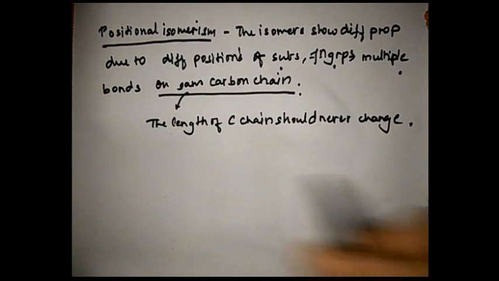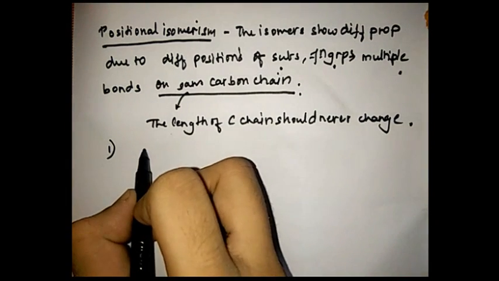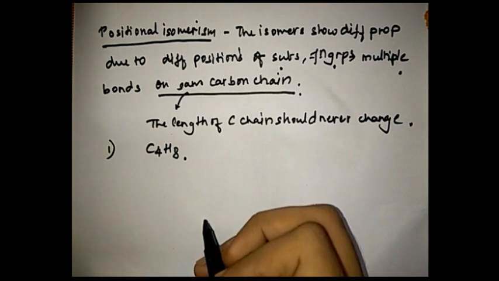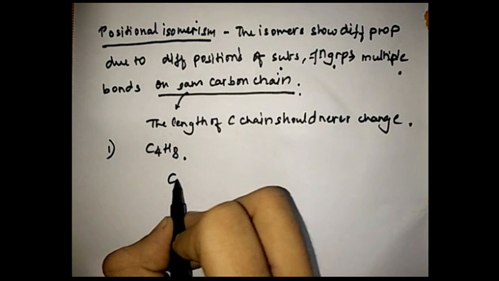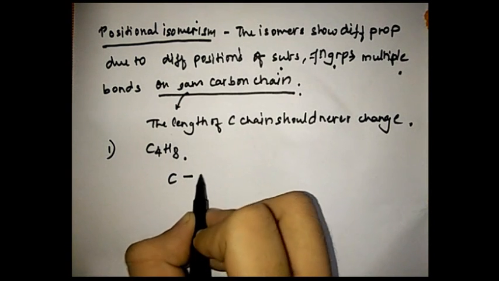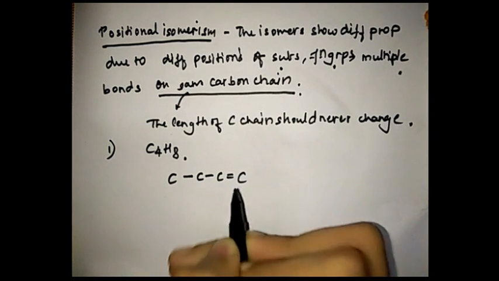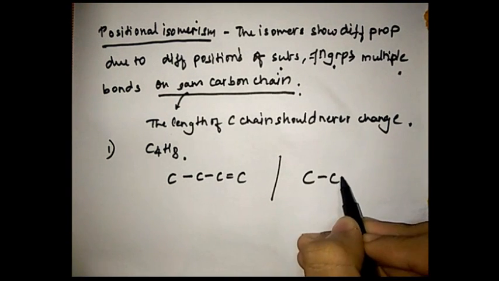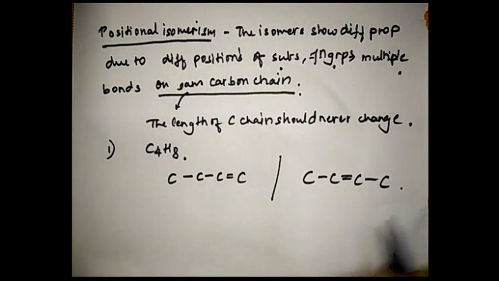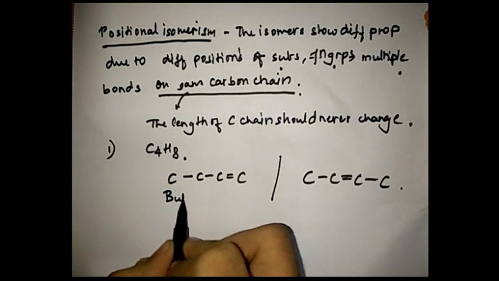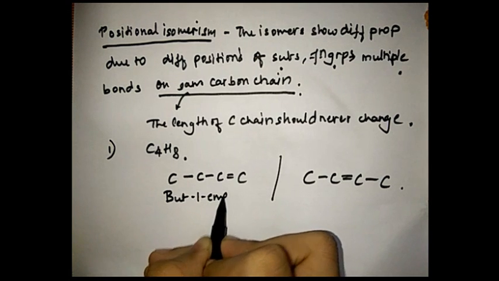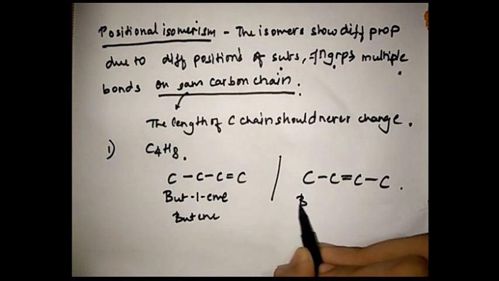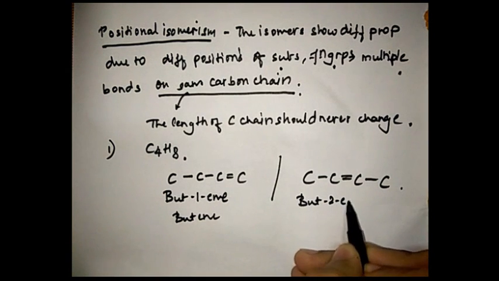Taking the first example, you'll be seeing C4H8. Now this is butene. The positional isomers of this will be but-1-ene and but-2-ene.